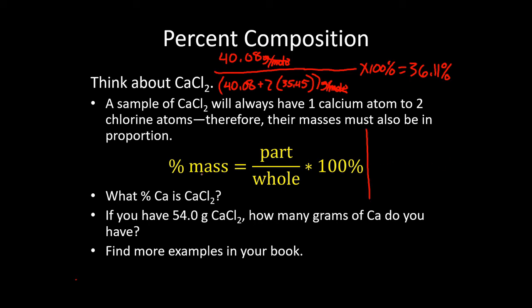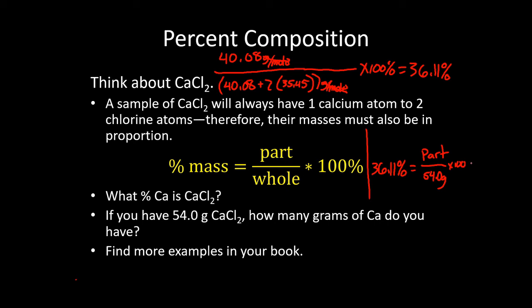So the mass percent for calcium is 36.11%. We figured that out up here. So that's what we're going to put there for the mass percent. That is equal to the part, which is what we're looking for, divided by the whole, which we're told our whole sample was 54 grams, times 100%. I know I'm going to, maybe, nope, couldn't fit it in there. So pretend like there's a percentage there.